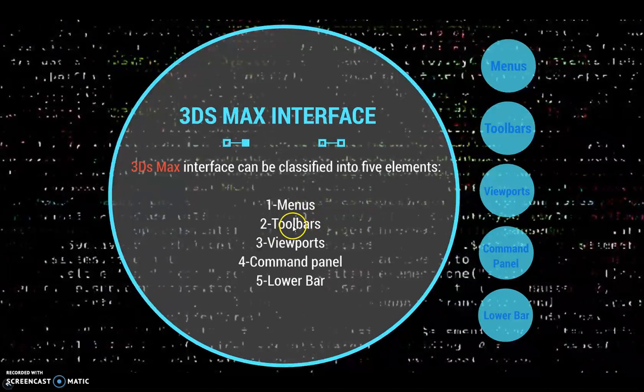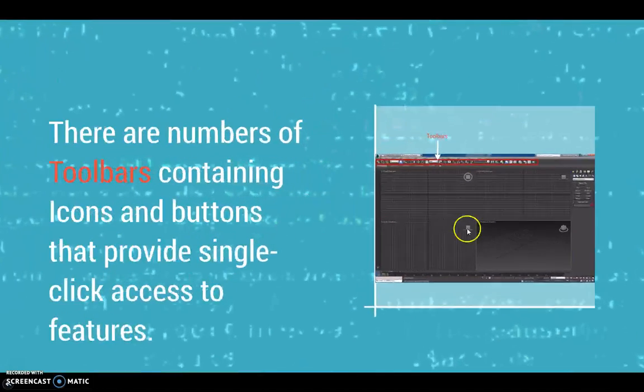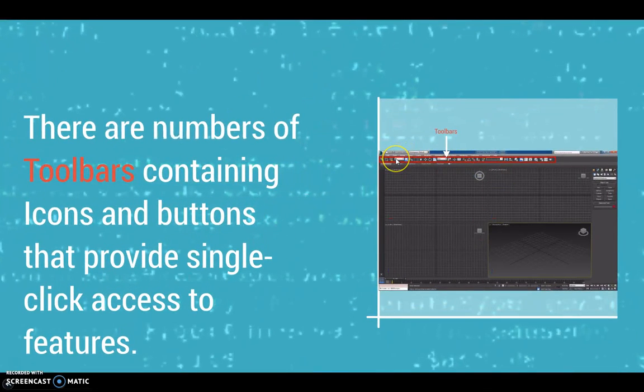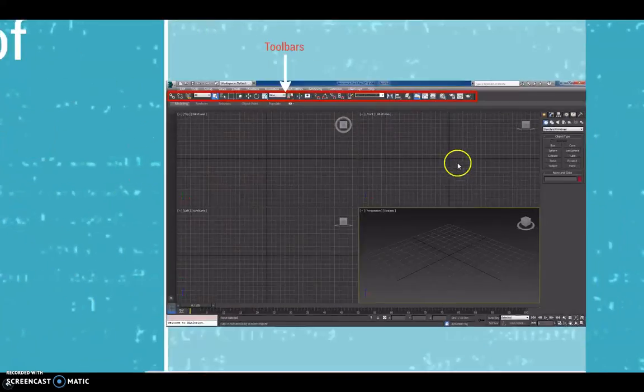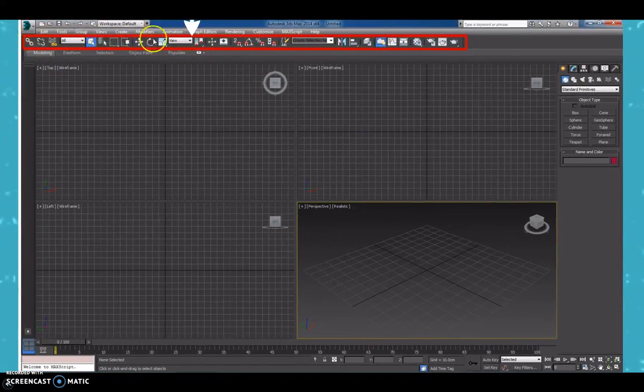The next one is toolbars. There are a number of toolbars containing icons and buttons that provide single-click access to features. Toolbars can be modified by adding or removing any of these buttons or icons, depending on what we use the most in our scene, in our 3ds Max work.